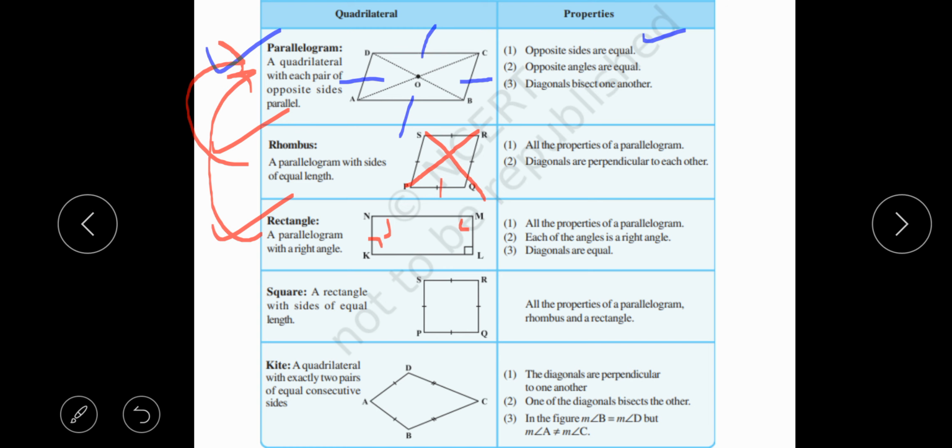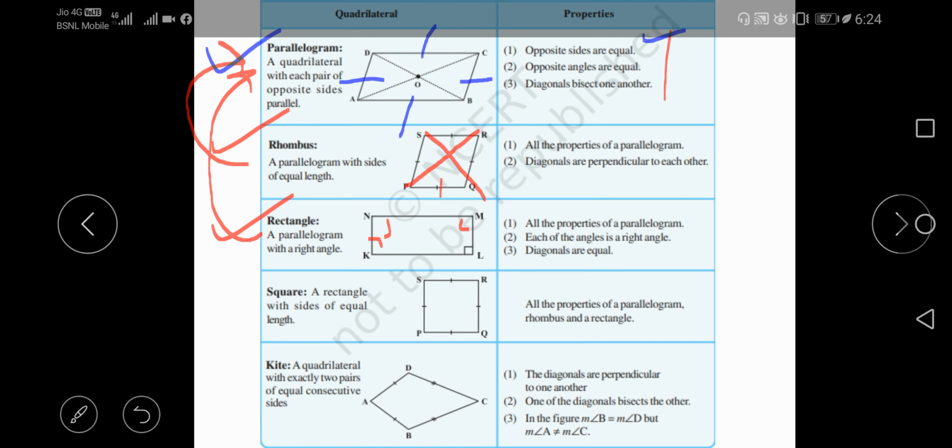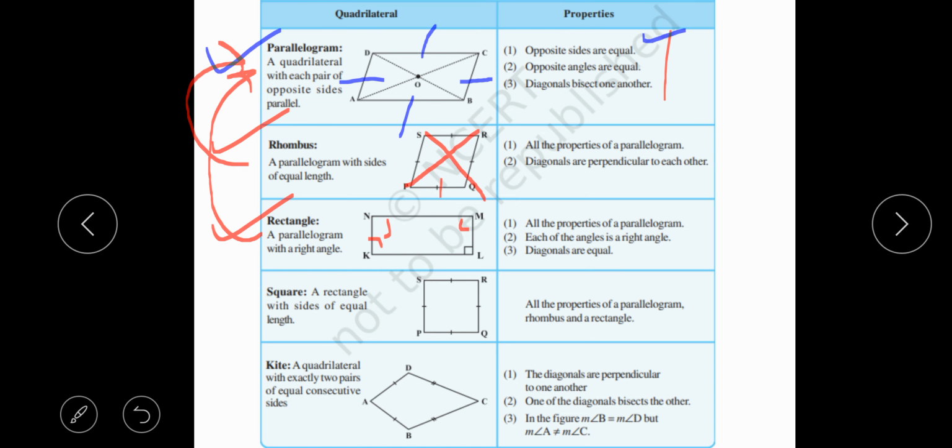And what are the properties? All the properties of a parallelogram, and each of the angles is a right angle and the diagonals are equal. What are the properties of a rectangle? All three properties of a parallelogram: opposite sides are equal, opposite angles are equal, and the diagonals bisect each other. Except for these three properties, two more properties are there. One is each angle is a right angle, and the diagonals are equal. Here KM should be equal to NL.